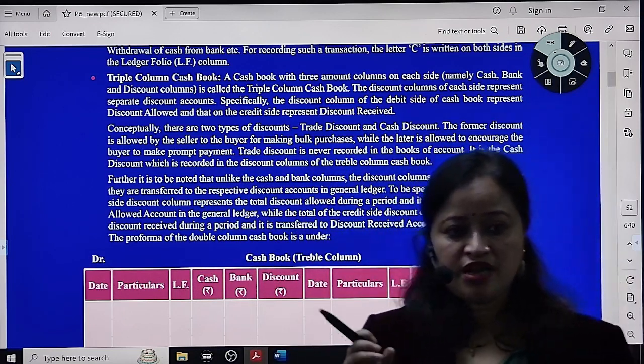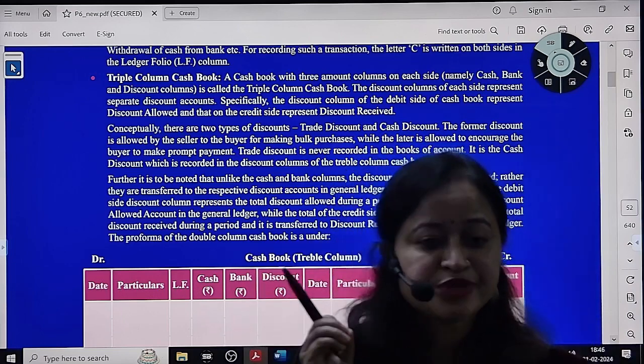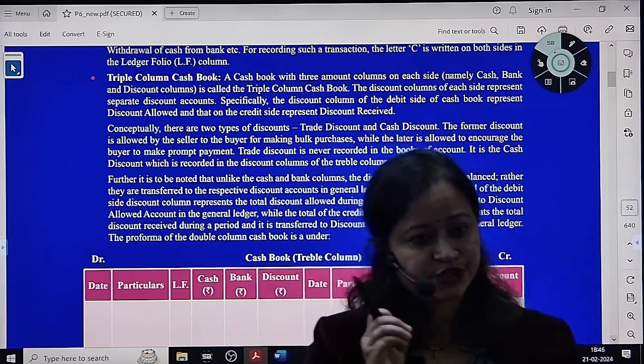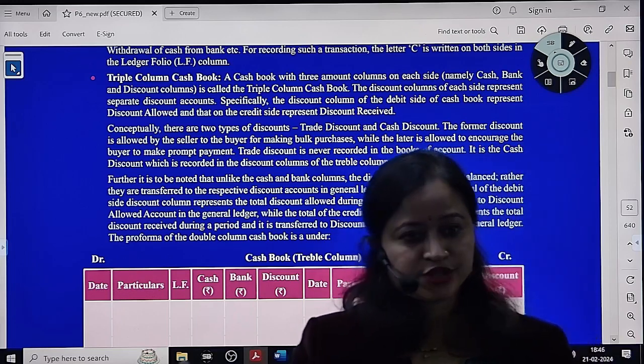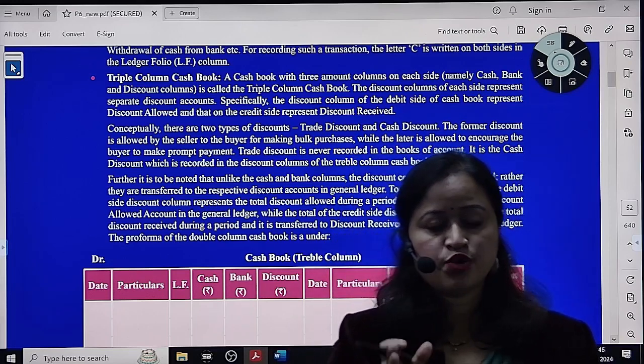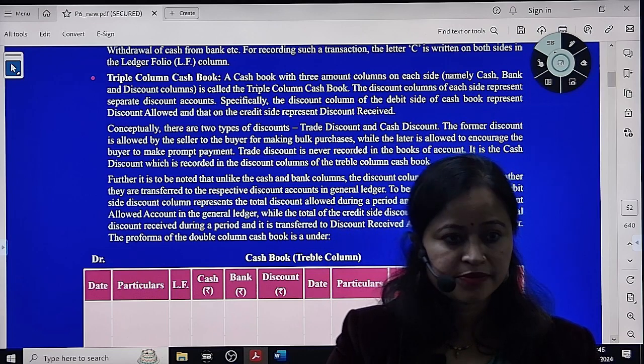So what have you understood? There are two types of discount here. One is trade discount, another one is cash discount. And one thing you remember, we do not record trade discount.